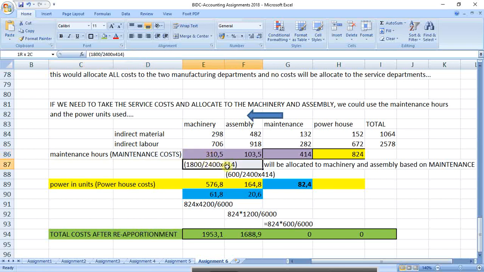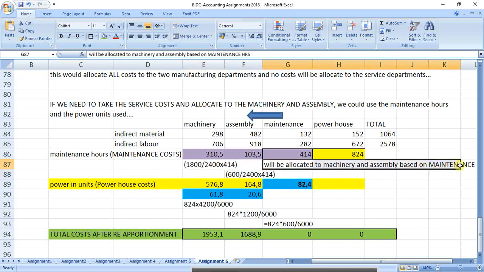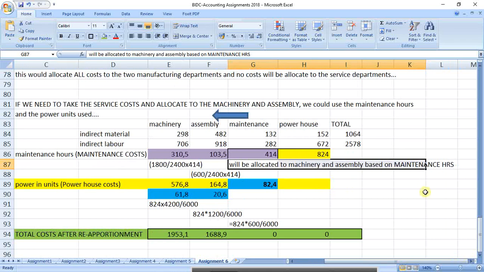Yeah, I'm on this one. Show the working here, just in brackets at the bottom underneath each one. But I'm talking about this one now. Are they going to understand it? Well, we can show an arrow, we can show the allocation, we can write down something to add to it. Let's just add to your answer. So put in the working here and you need to write a note. See, that's what I wrote down: will be allocated to machinery and assembly based on maintenance hours.